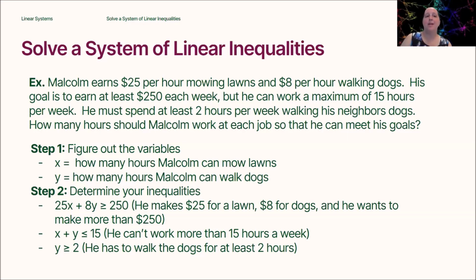Okay. Then I have x plus y is less than or equal to 15 because he can't work more than 15 hours a week. So the number of hours he mows lawns plus the number of hours he walks dogs is less than or equal to 15. Okay. y is greater than or equal to 2. It also told me that he has to walk dogs for at least 2 hours.